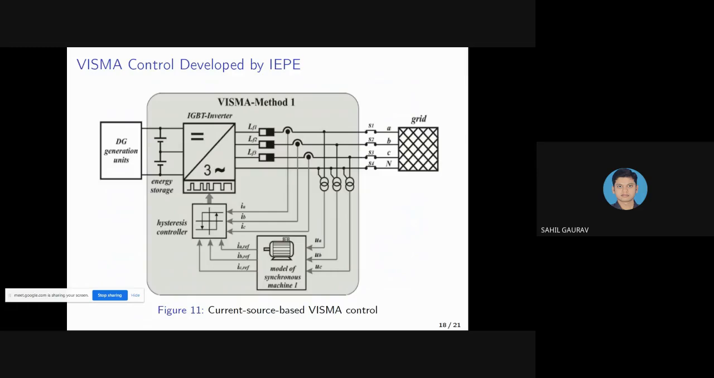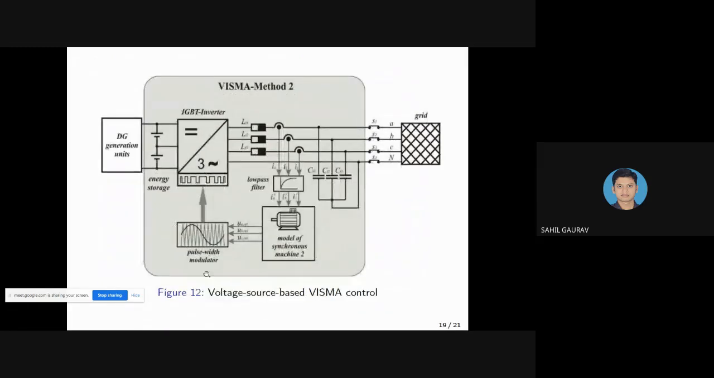In current source based VISMA control, a hysteresis current controller is used to control the output current, whereas the voltage source based VISMA control uses open loop voltage source control. As we can see, in both controls, droop control laws are not included. So both VISMA control methods may not be suitable for parallel operation of inverters. In fact, the voltage source based VISMA control can be considered as an upgraded grid forming control, and the current source based VISMA control can be considered as an upgraded grid feeding control.